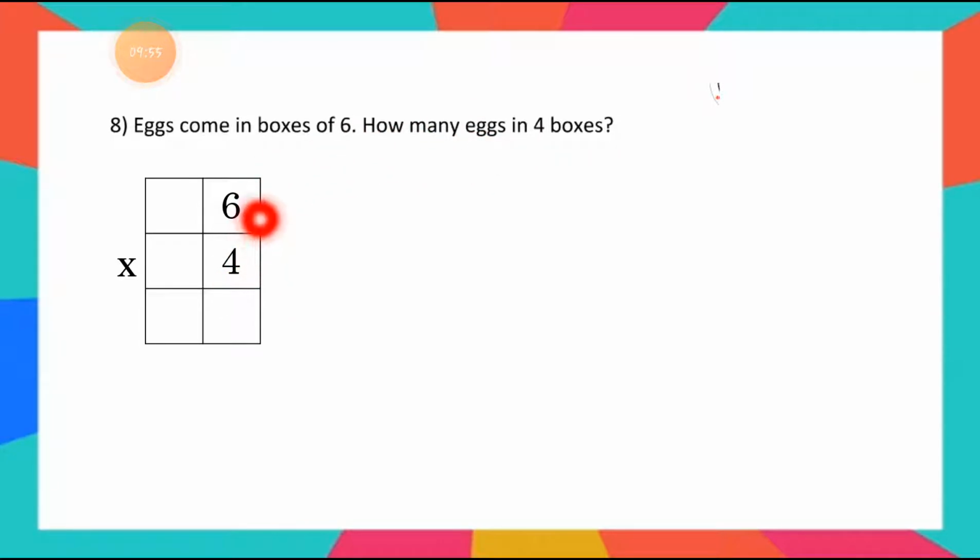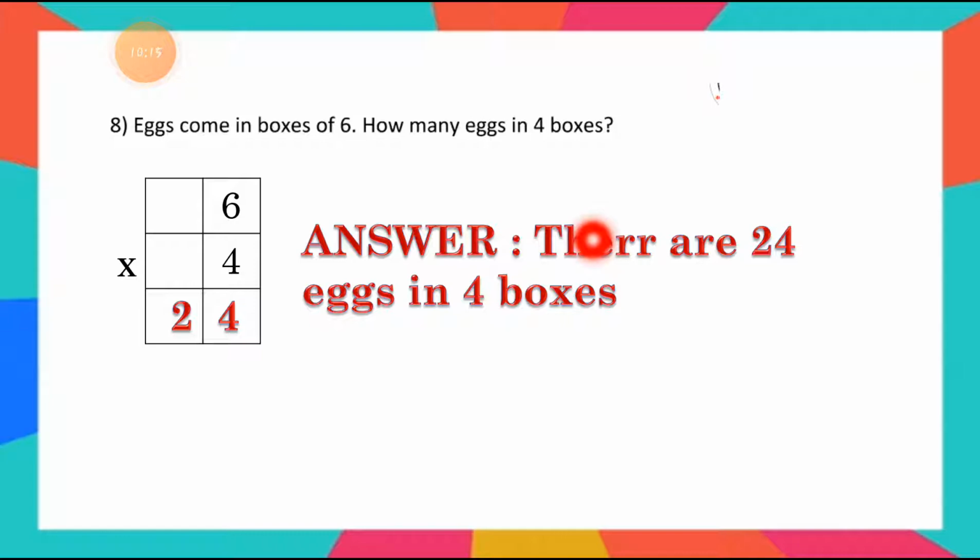So here is 6 eggs in one box, and 4 boxes of that type are there. So 4 sixes is equal to 24 and 6 fours is also equal to 24. This way we can write the answer. Now we have to give the answer in words also. There are 24 eggs in 4 boxes. This way we have to give the answer in words also.